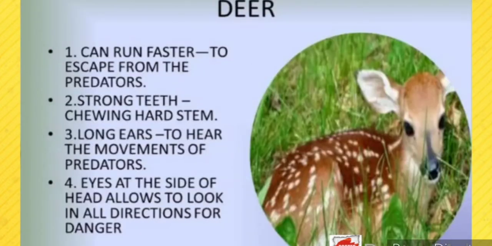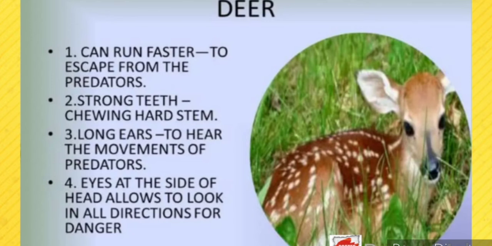So the adaptations in deer are what? First one, it can run faster to escape from the predators. It has strong teeth for chewing the hard stem. It has long ears to hear the movement of the predator. It has eyes at the side of the head which allows to look in all directions for the danger. So these are the adaptations of the grassland animals.